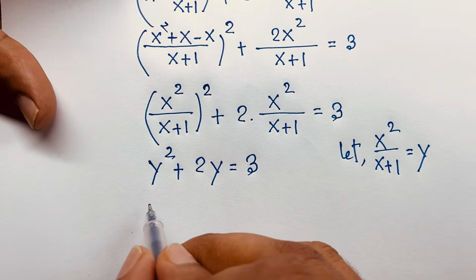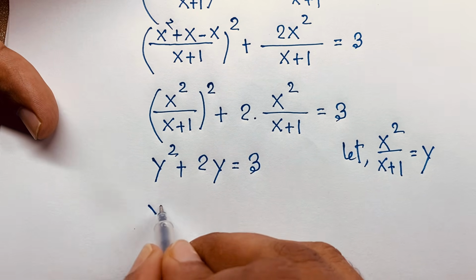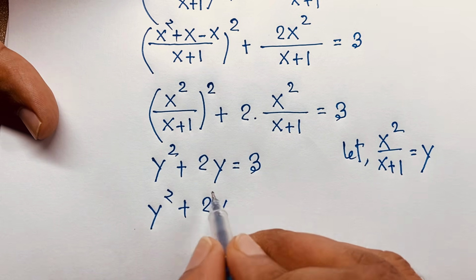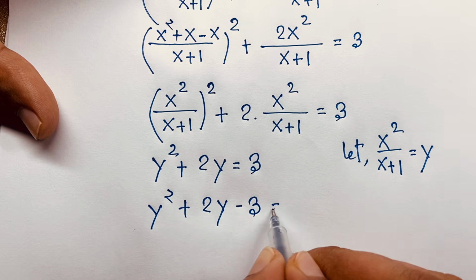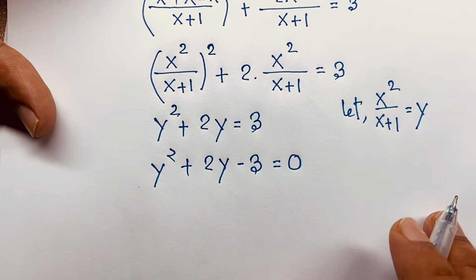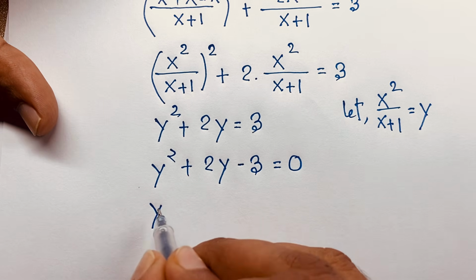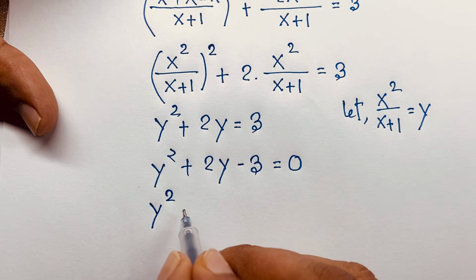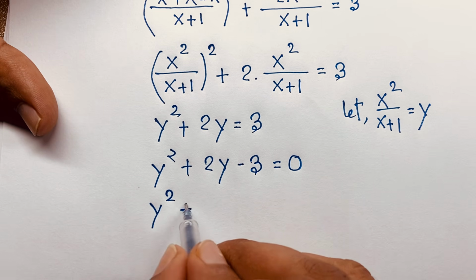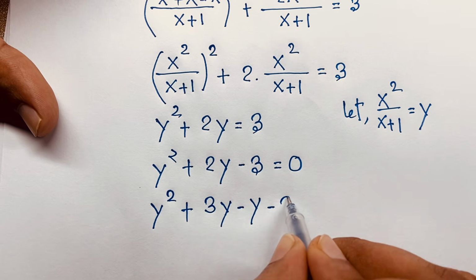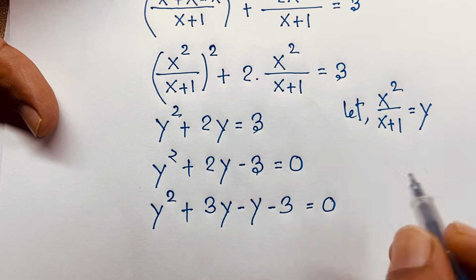Then this is y to the power 2 plus 2y, and if I move this 3 to this side, it will be negative 3 is equal to 0. Then at this moment I do middle factor here, so it is a nice quadratic equation: y to the power 2 plus 3y minus y minus 3 is equal to 0.